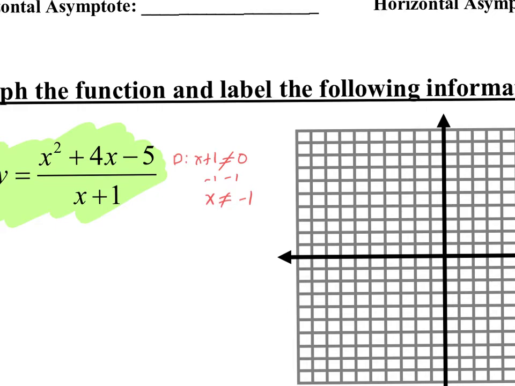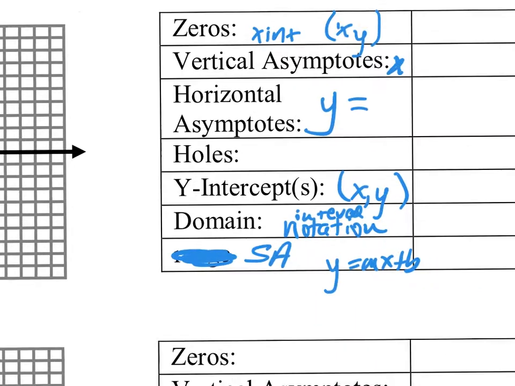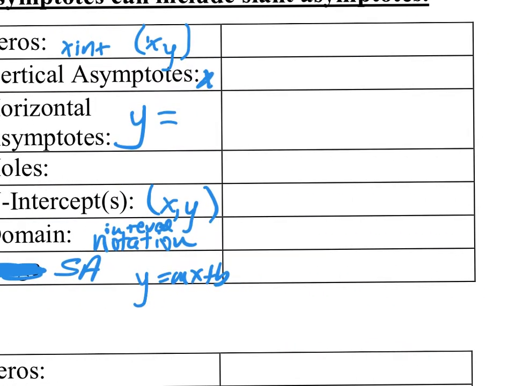Agree. Okay, so for my domain, it can be any single number in the world except for negative 1. Negative infinity to negative 1, union negative 1 to positive infinity. Good.